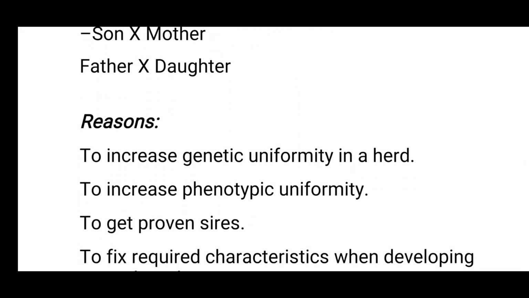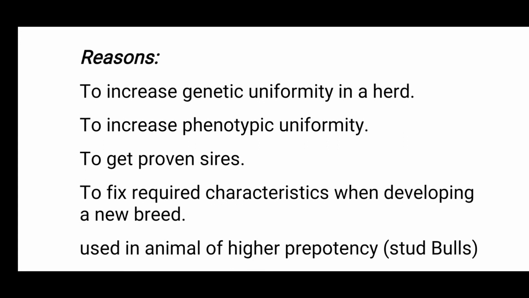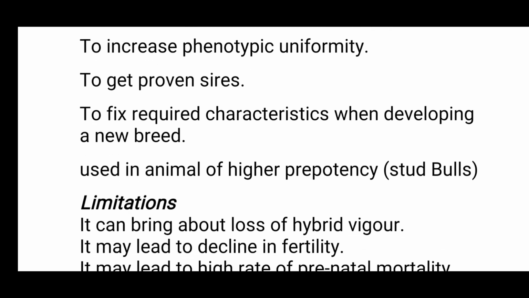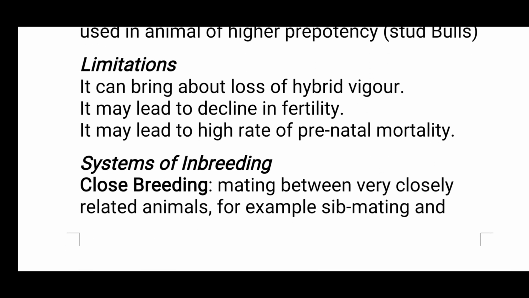Next are the reasons: to increase genetic uniformity in a herd; to increase phenotypic uniformity; to get proven sires; to fix required characteristics when developing a new breed; and for use in an animal of higher prepotency. Next are limitations. It can bring about loss of hybrid vigor. It may lead to a decline in fertility. It may lead to a high rate of prenatal mortality.